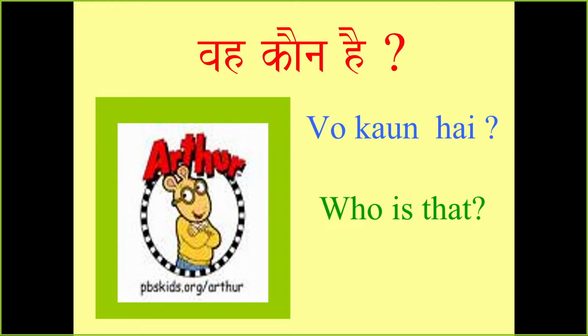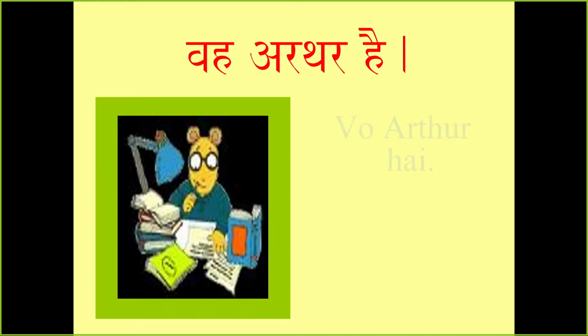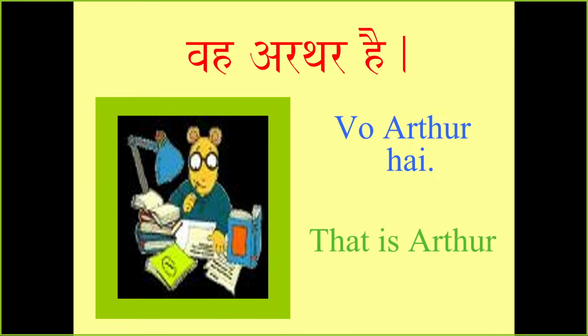वो कौन है? And वो कौन है is, what is the meaning? No, who is that? Can you see my screen, Dhruv? Okay, so who is that? So what is the Hindi word for that in this sentence? Wo. So ye is this and wo is that. So the answer would be, read it for me. वो अर्थर है. Very good.